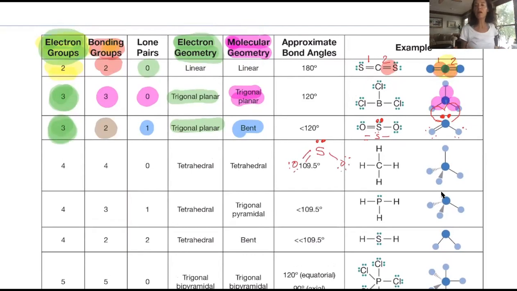That's the theory, right? Anything that has three domains, two of which are bonding, one of which is non-bonding, will take a shape that we call bent, and it will look like this.